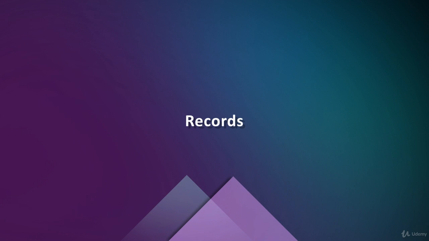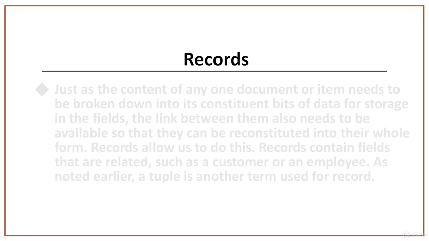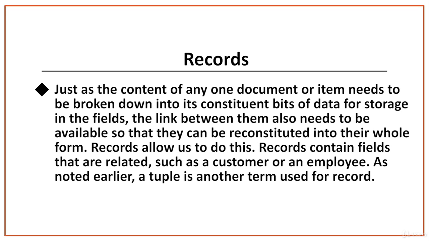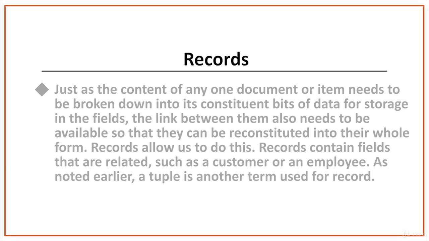And now we move to records. Just as the content of any one document or item needs to be broken down into its constituent bits of data for storage in the fields, the link between them also needs to be available so that they can be reconstituted into their whole form. Records allow us to do this. Records contain fields that are related, such as a customer or an employee. As noted earlier, a tuple is another term used for record.